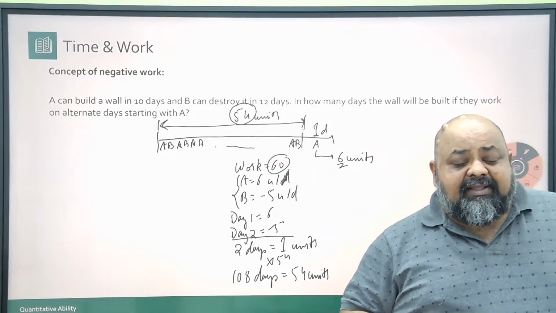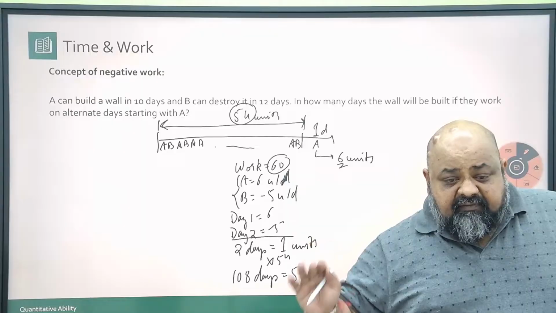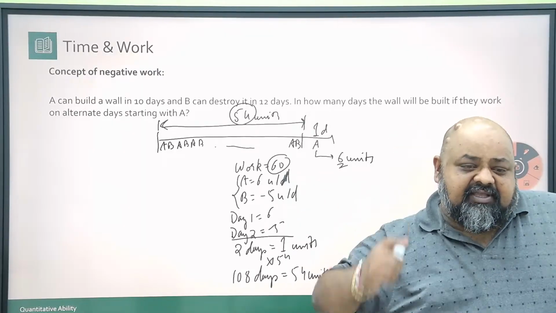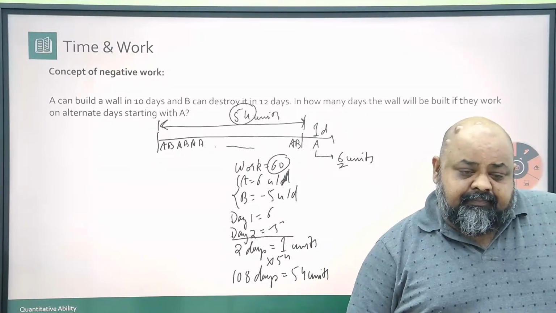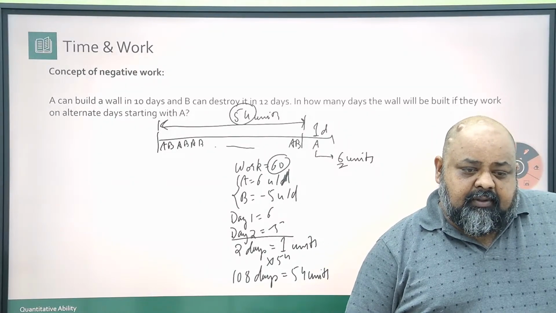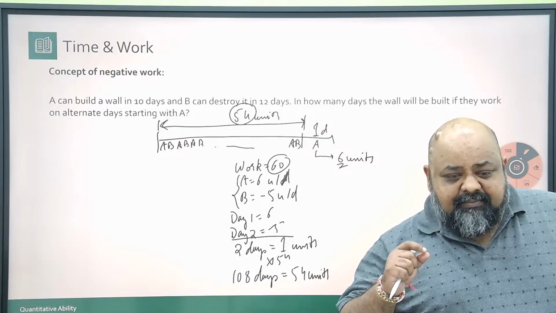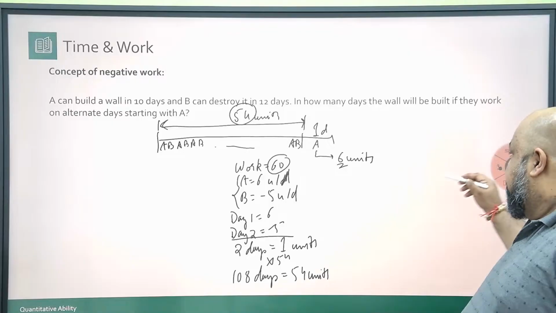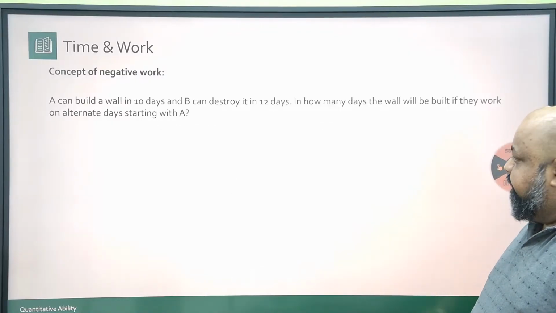And on the 109th day, A will come, do 6 units of work, finish the wall and go home. So the number of days required to finish the work here will be 109 days. Alright? Again, basic concepts are used. Just the idea of thinking a little bit more as to what the question wants you to answer. Chalo, good question, I think this one.